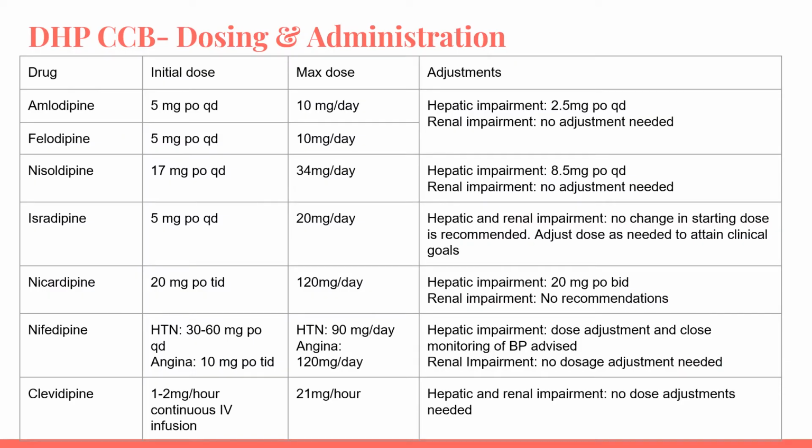Dosing and administration for DHP calcium channel blockers. For amlodipine and felodipine, the initial dose is 5 mg by mouth daily with a max dose of 10 mg a day. There is no adjustment needed for patients that have renal impairment, but for patients with hepatic impairment, we want to give them 2.5 mg by mouth daily. For nisoldipine, the initial dose is 17 mg by mouth daily with a max dose of 30 mg a day. In hepatic impairment, we want to use 8.5 mg by mouth daily, and in renal impairment, there is no adjustment needed.